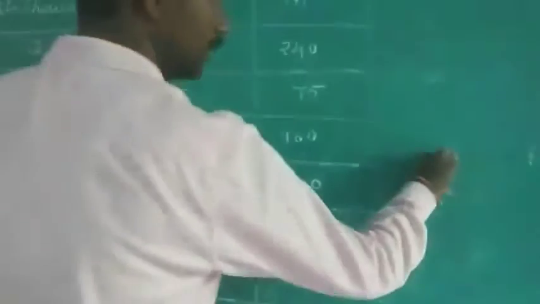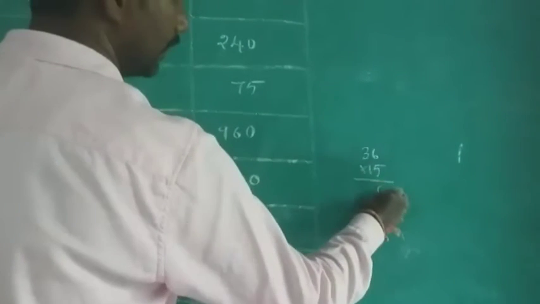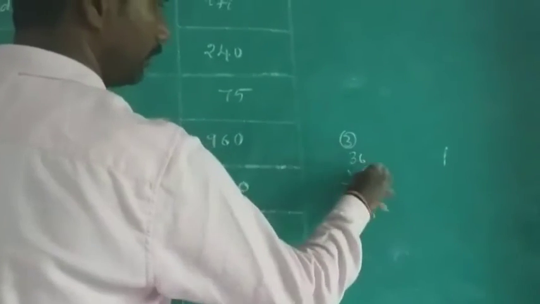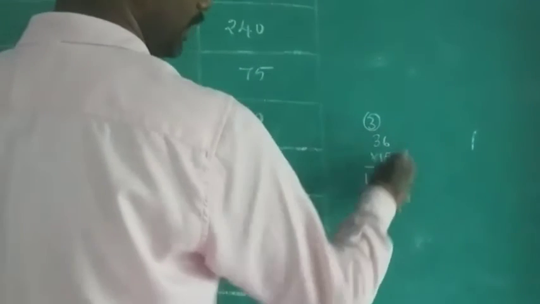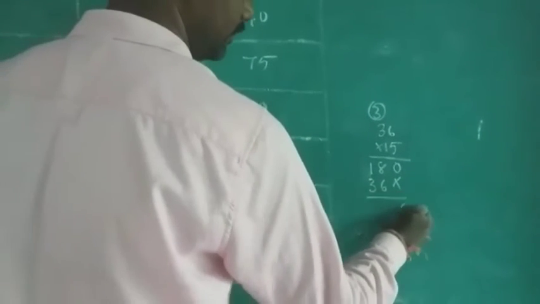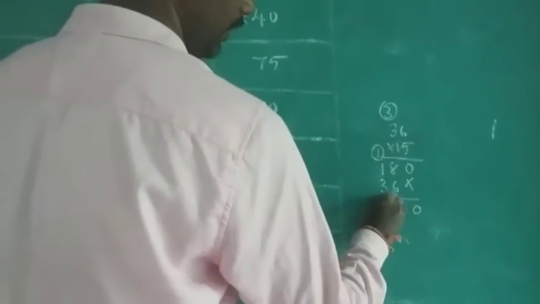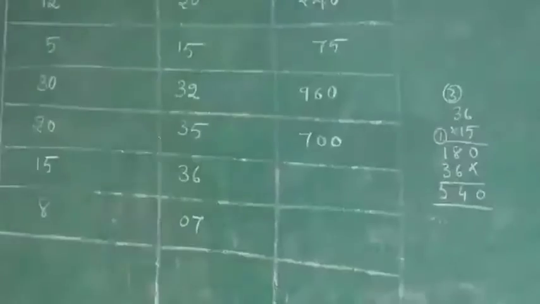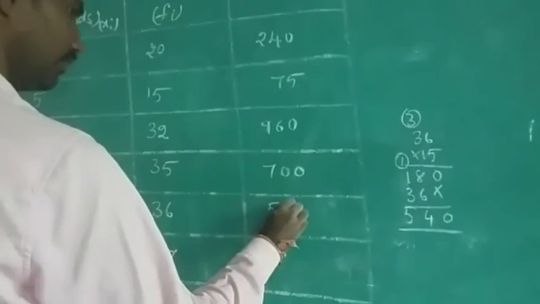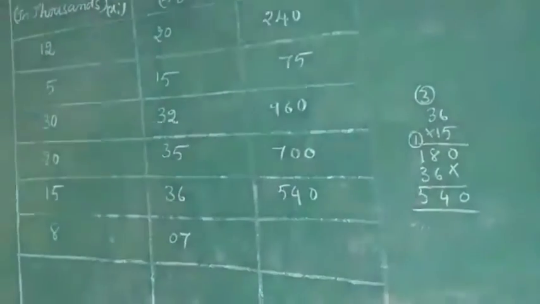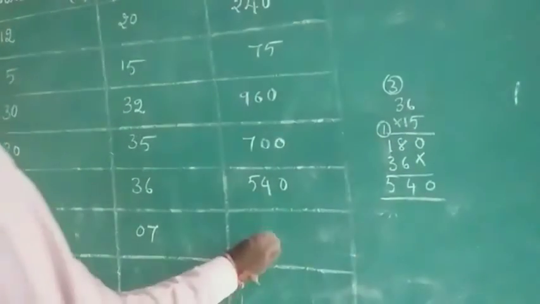Then here 36 into 15. 5 6s are 30, 3 carry. 5 3s are 15, 18. 1 into 36, 36. 0. 14, 1 carry, 5, 5, 40. So you will write here 540. Next 8 7s are 56.